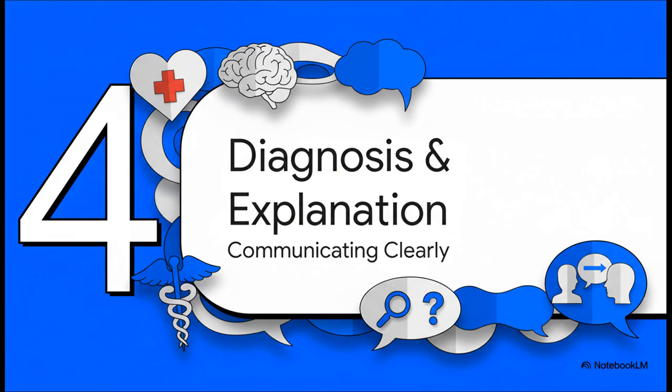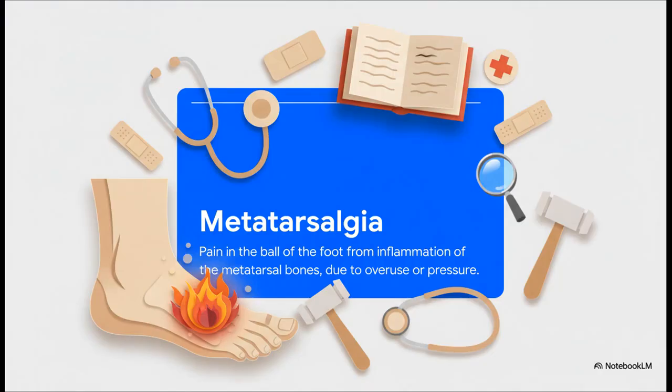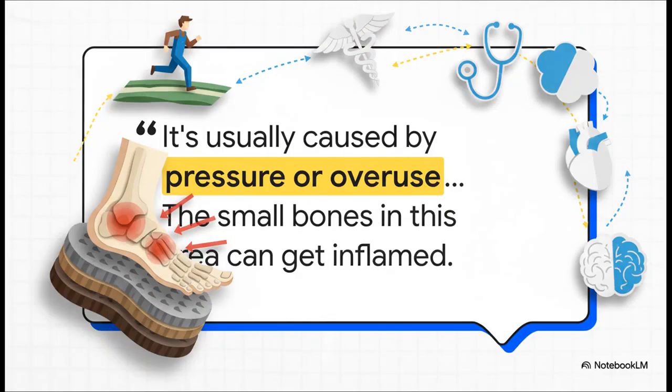So you've gathered all your information and you've formed a diagnosis. Now you have to explain it to the patient clearly and without any of that medical jargon. Your provisional diagnosis is metatarsalgia. This is a simple, clear definition that you can easily adapt for your patient. And this is how you explain it.